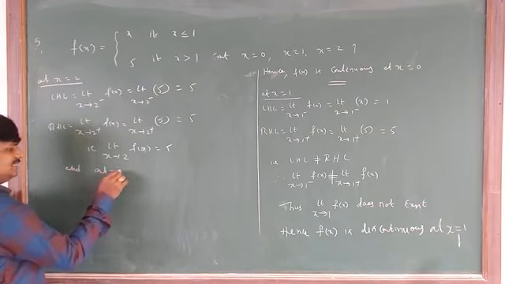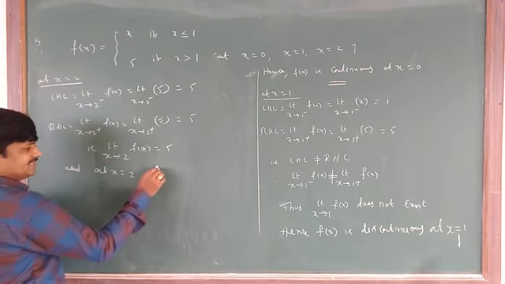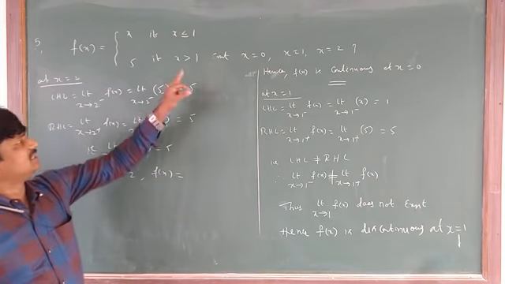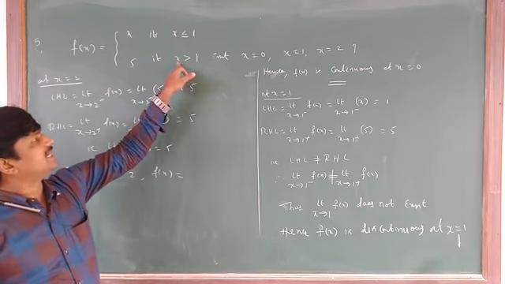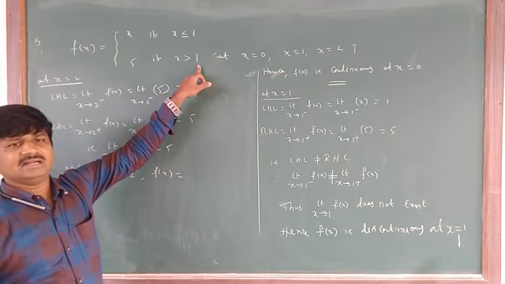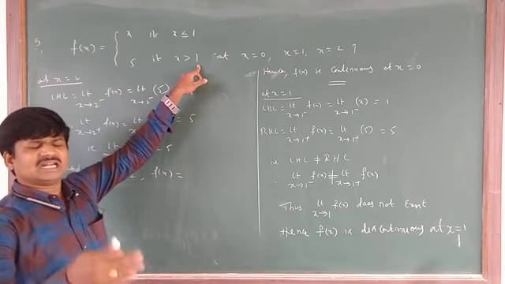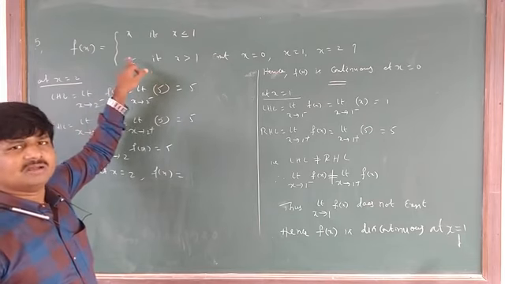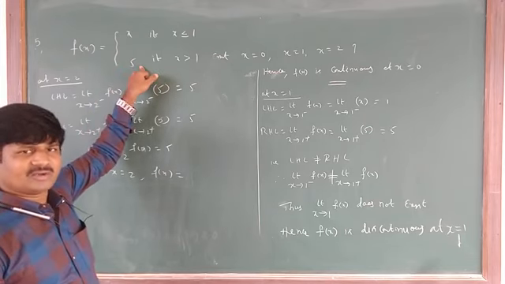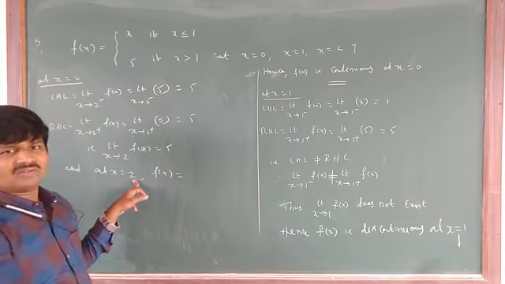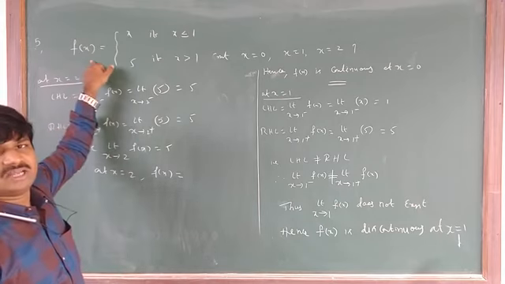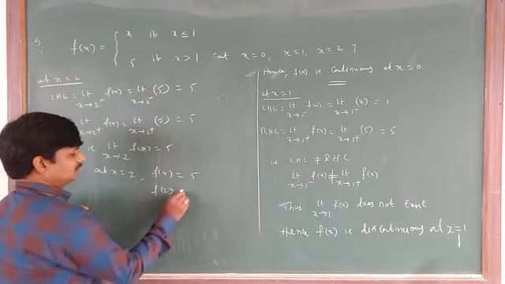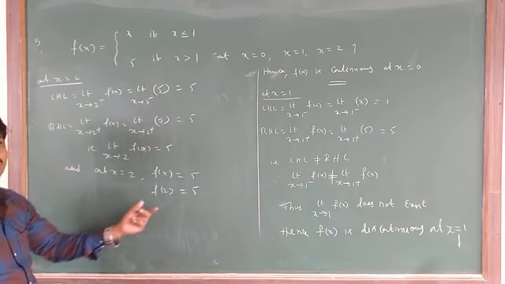And at x is equal to 2, what is the function f of x? See here, x is greater than 1. X greater than 1 means it is more than 1. For each and every value of more than 1, f of x will be 5 only. Here 2 means more than 1, so f of x is equal to 5 only. So what is the f of 2 value? 5 only.